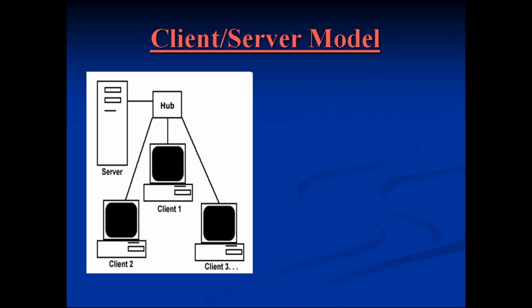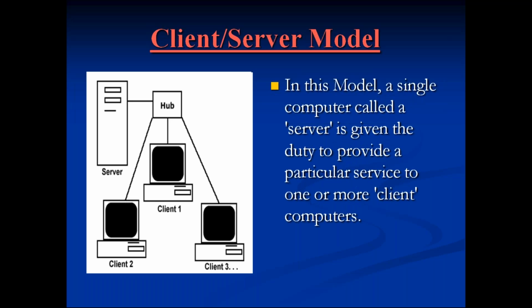So this is client server model which we are going to work with nowadays. So this is a domain control server. Assume we have thousands of clients. They can communicate through the network. So compulsorily they will ask the question, which network model you are working in. We are working in a client server model. So in this model, a single computer called a server is given the duty to provide a particular service to one or more clients in the network.